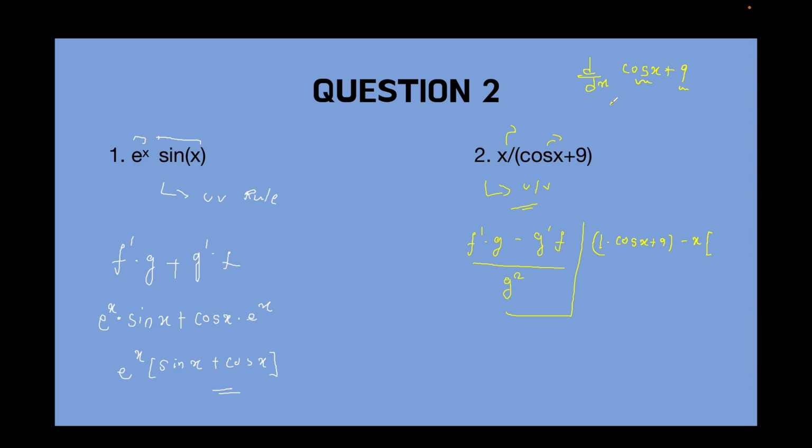Differentiate them individually. Differentiation of cos of x is minus sin of x. Differentiation of 9, which is a constant, is 0. So what are you getting? Minus sin x. Okay. Is it over? No. Divided by the denominator square. Clear? That's it. Simple question.